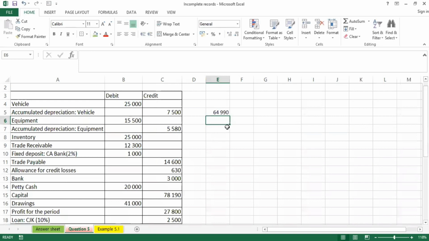Another way of getting our opening balance, we can simply say it is equal to capital minus drawings plus our profit for the period. Then we press enter, and it gives us the same amount. So either way, you can choose which method is best for you.